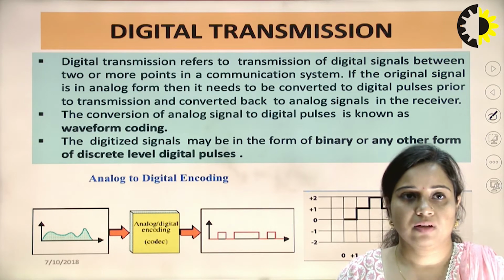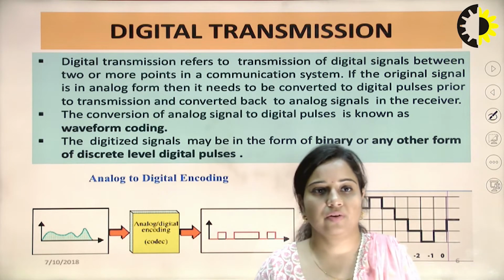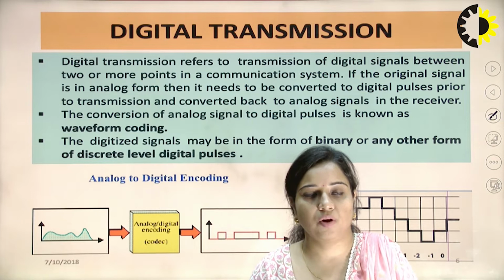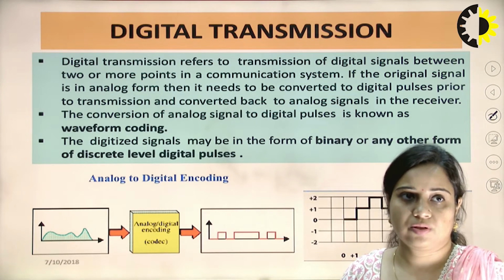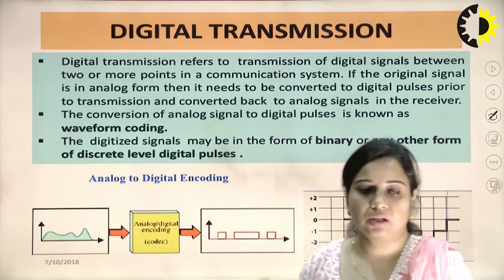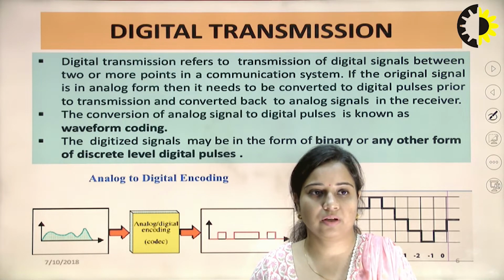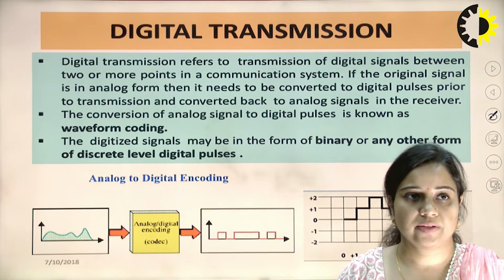Whenever we transmit a signal, it is generally in the form of analog. First we have to convert it into digital form. How this analog to digital conversion is done, we are going to discuss in this lecture in detail. There are three different steps related to ADC, that is analog to digital converter. The first one is sampling, the second one is quantization, and the third one is encoding.